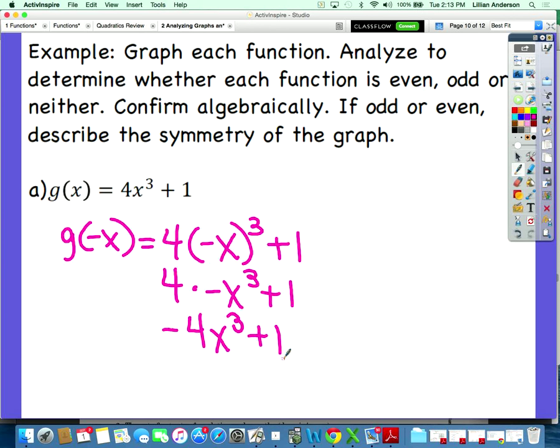Is it the exact same thing as my original? No. Is it the exact opposite? Careful. Is it everything the exact opposite? No. Because there was a plus here and still a plus there, it wasn't the exact opposite. Everything needs to change. Every single sign of every single term needs to be the exact opposite. So since it's not the exact opposite and it's not the exact same, it is neither. Okay?